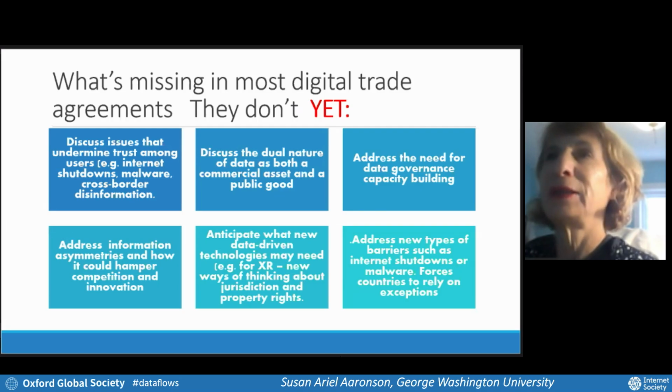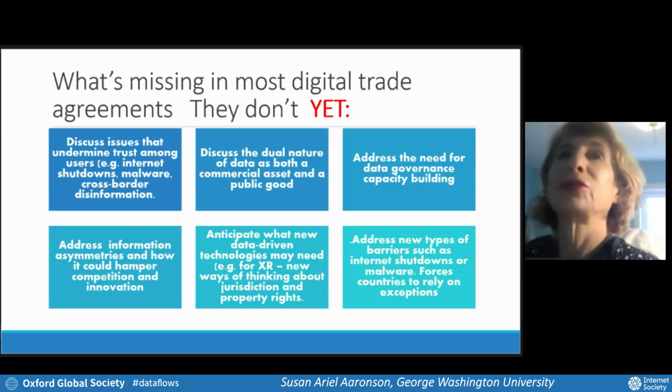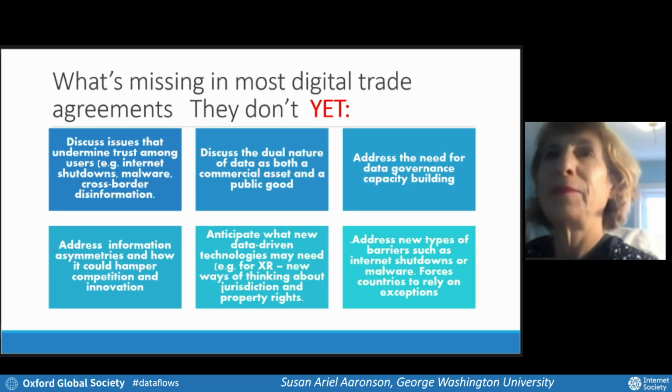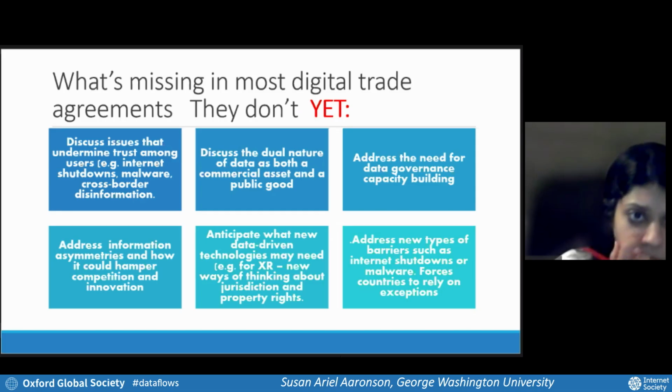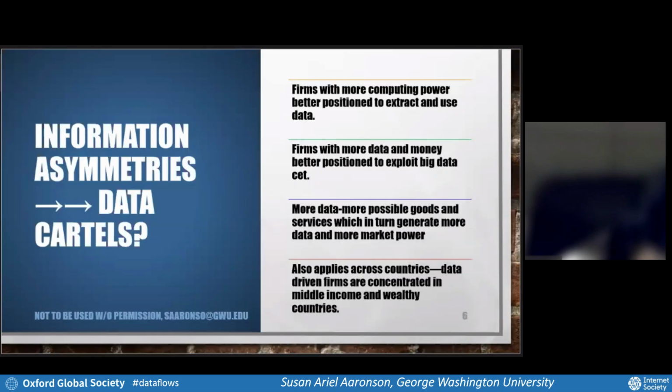The data-driven economy is very much dominated by firms in two countries. They don't really anticipate what new data-driven technologies may need. And I just cite virtual reality, extended reality, mixed reality, augmented reality as an example, which is going to require new ways of thinking about jurisdiction and property rights. And then they don't address new types of barriers. And I'm going to talk about that too in a second. So thanks for your patience.